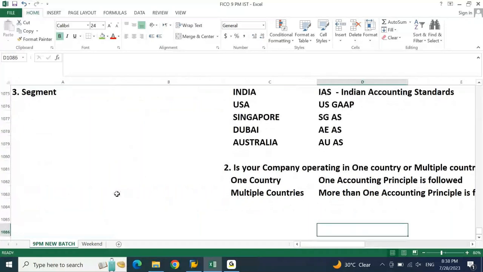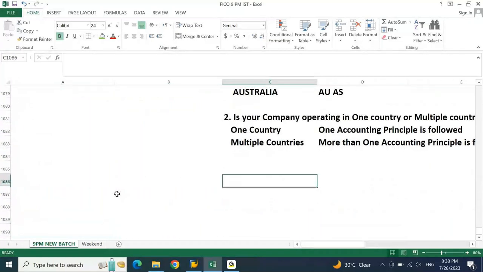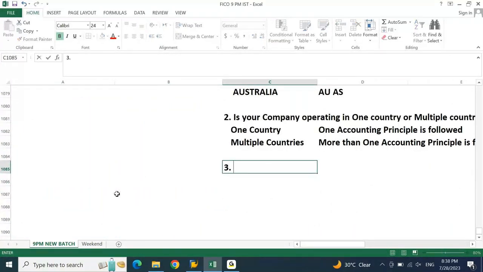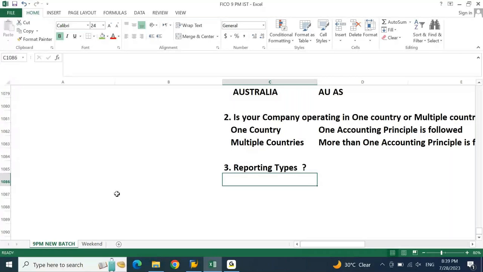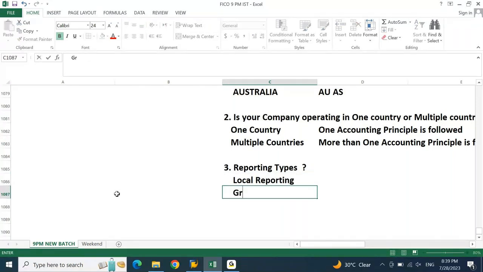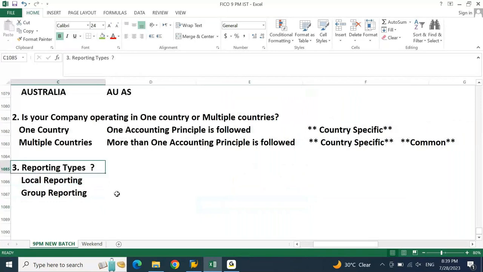Next, point number three: reporting types. What are the reporting types that we are following? You will have something called local reporting, and something called group reporting. We need to understand what local reporting is and what group reporting is.